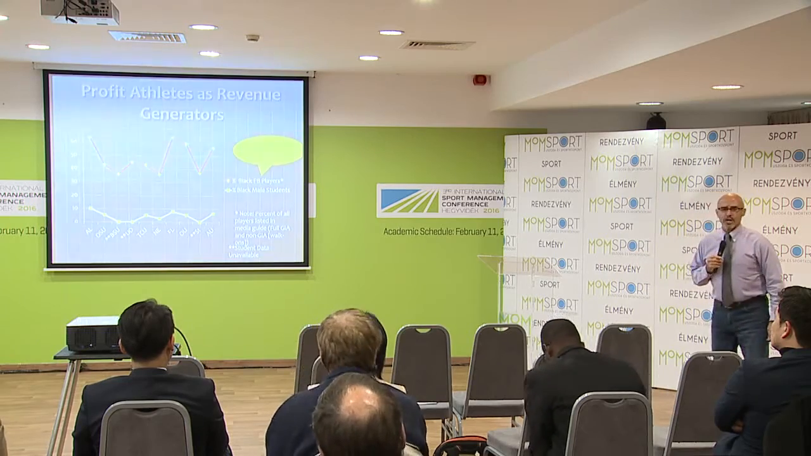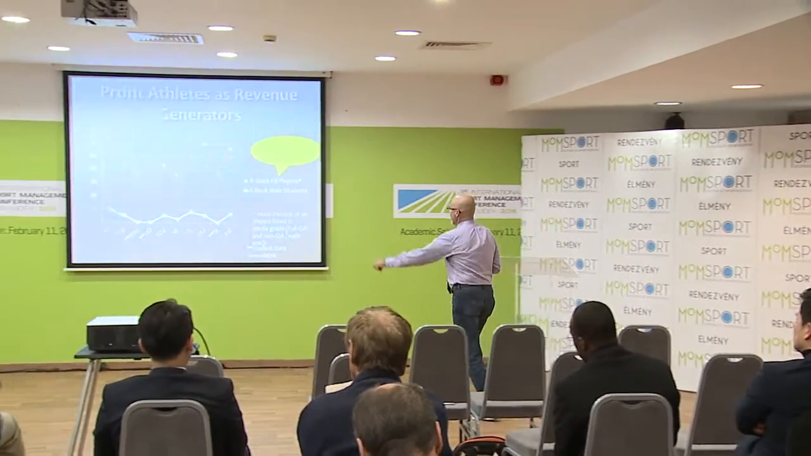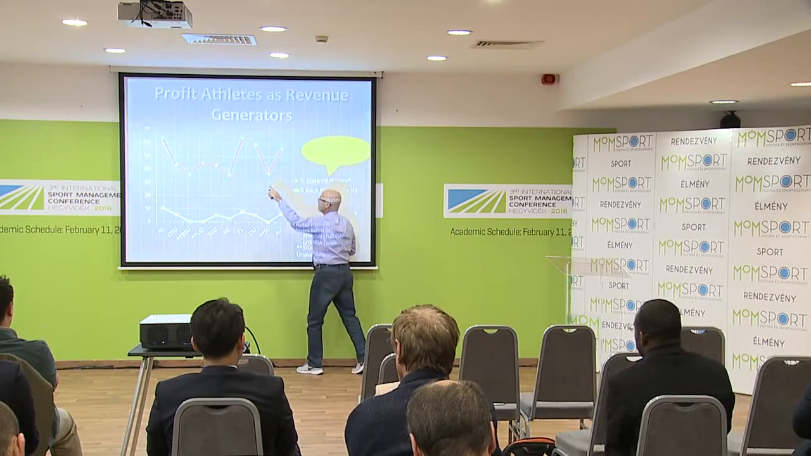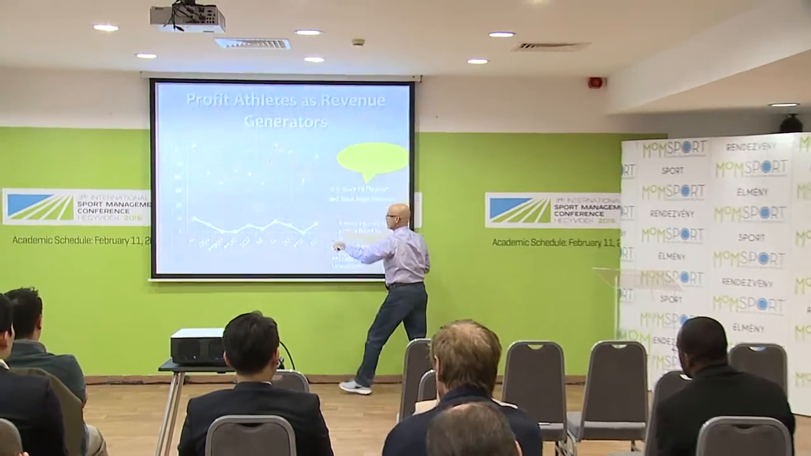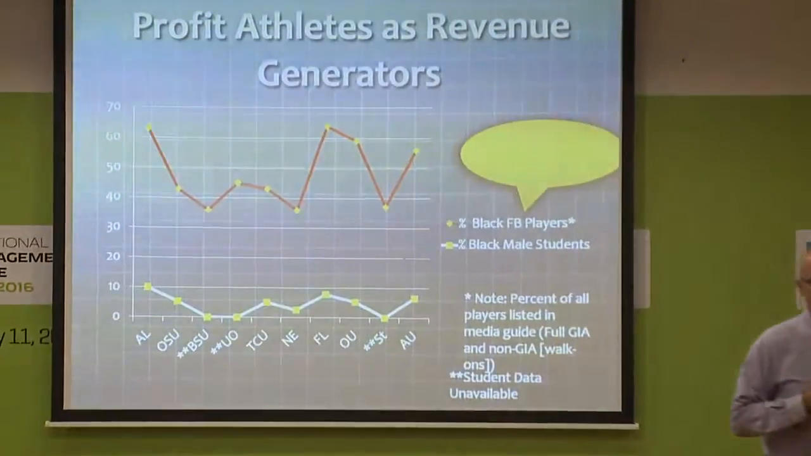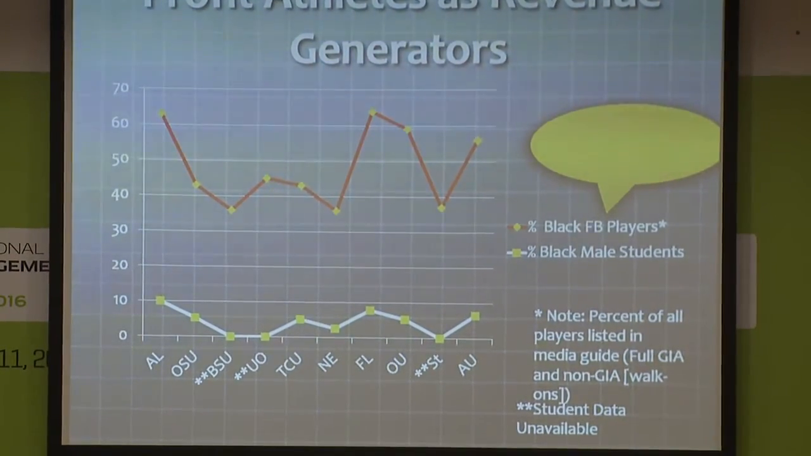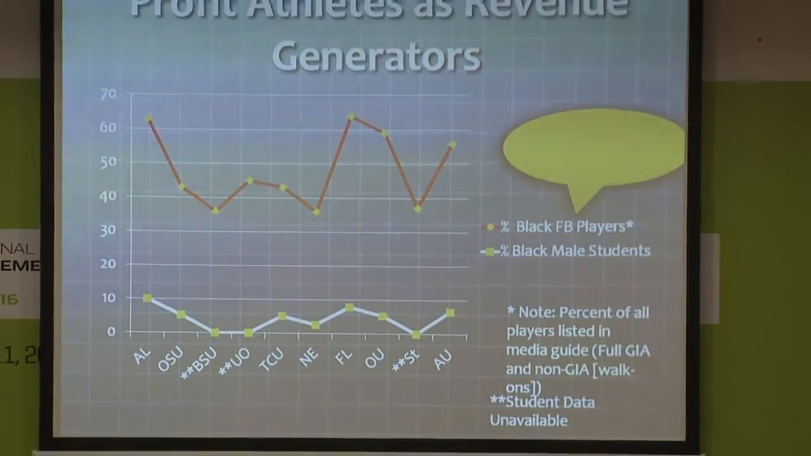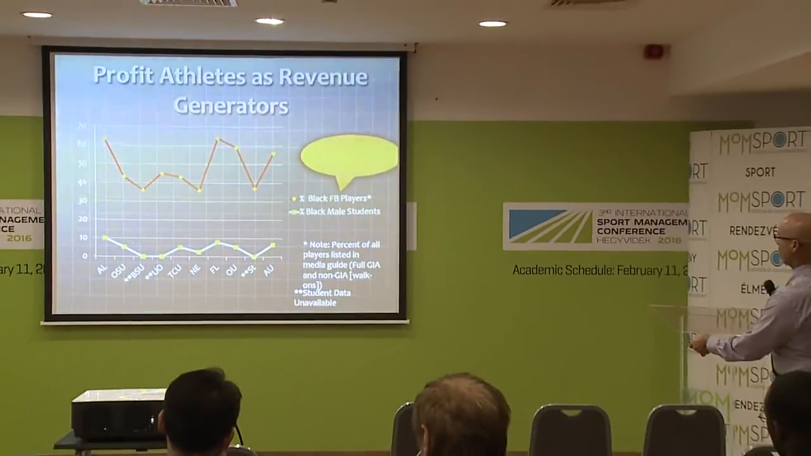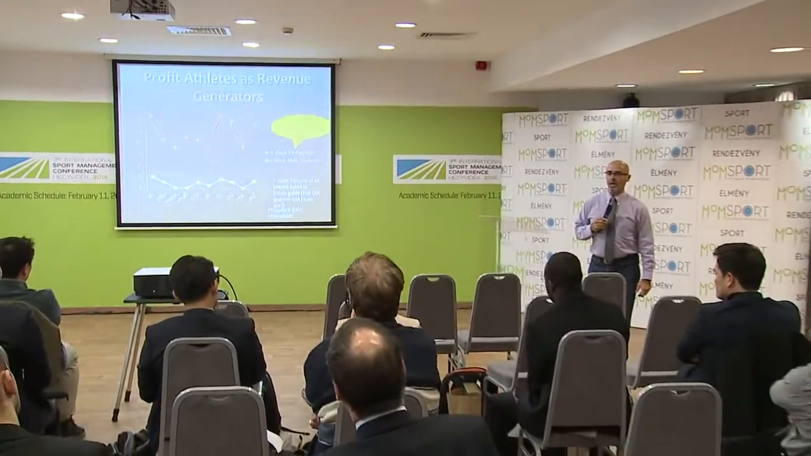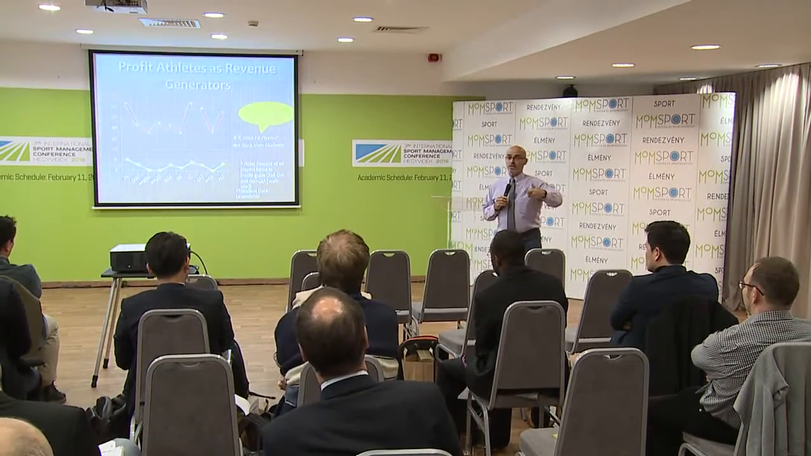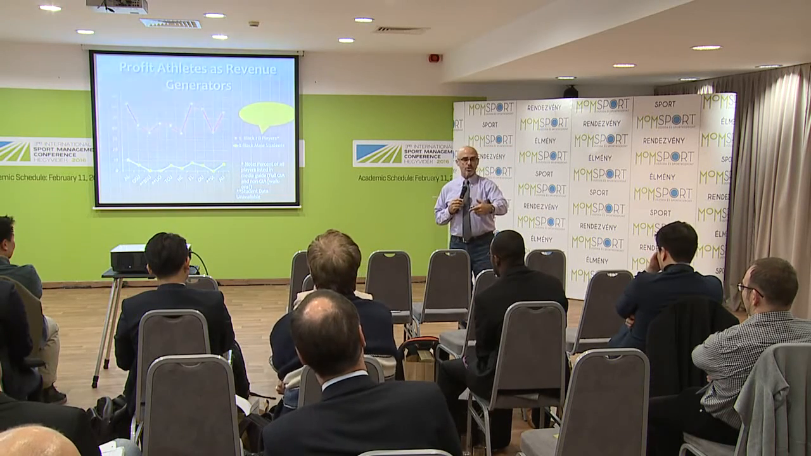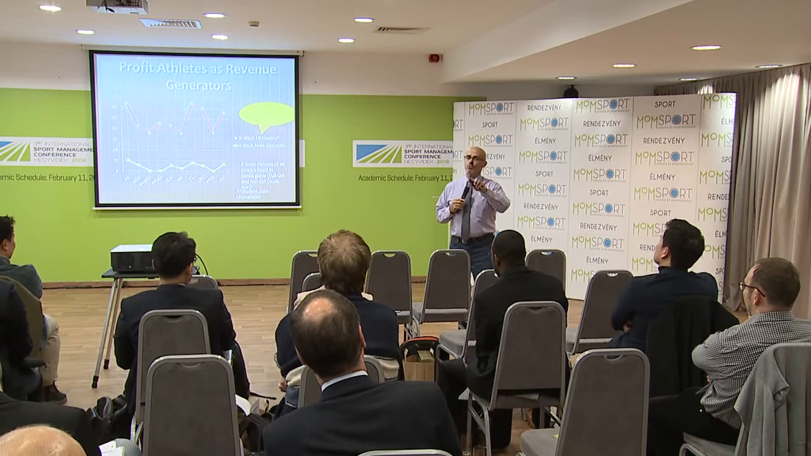So profit athletes as revenue generators. This chart is, I think, easy to understand. This shows the percentages of black football players, upwards almost to 70%, versus the number of students at various universities in the United States. Alabama, Ohio State, Boise State, University of Oregon, TCU, Nebraska, Florida, Oklahoma, Stanford, and Auburn, which was the top 10 at a specific time when we took this sample. So you can see that black football players at, for example, Florida, make up almost 70% of the population of the team. And in addition to that, the number at Florida at that time was 90% starters were black. So who's generating the revenue?